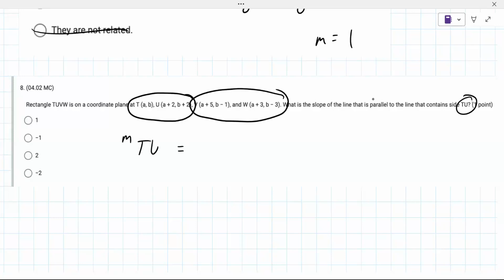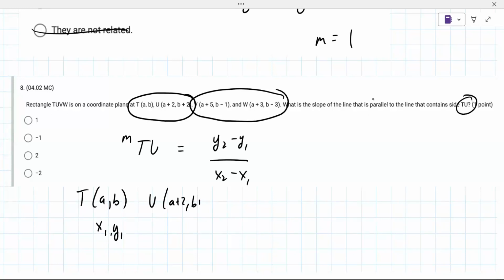Now, it probably looks worse than it is. It's still y2 minus y1 over x2 minus x1. Now T is (a, b). That's your x1, y1. And your U is (a+2, b+2). That's your x2 and your y2. So that's b plus 2 minus b over a plus 2 minus a. So what does that simplify to? Take a look at that and see if you can come up with what you think it is.